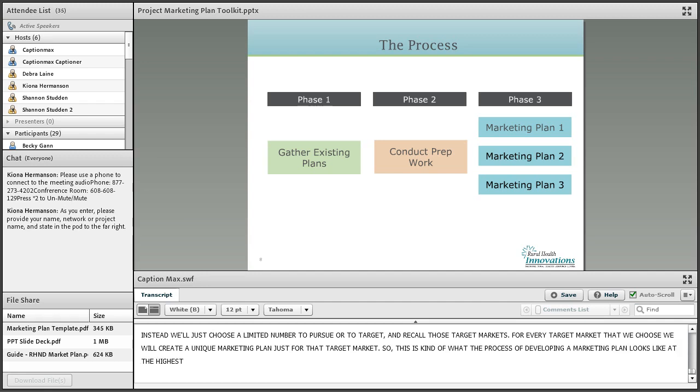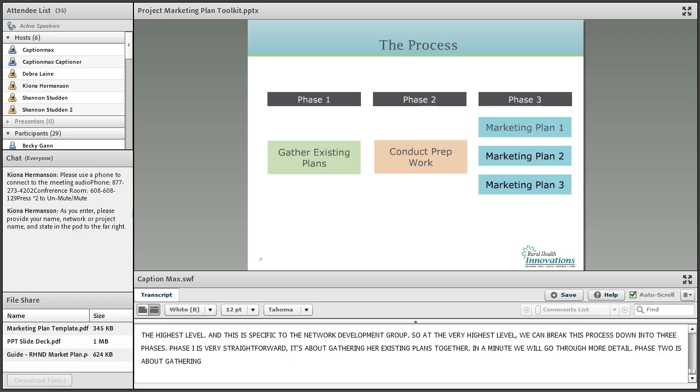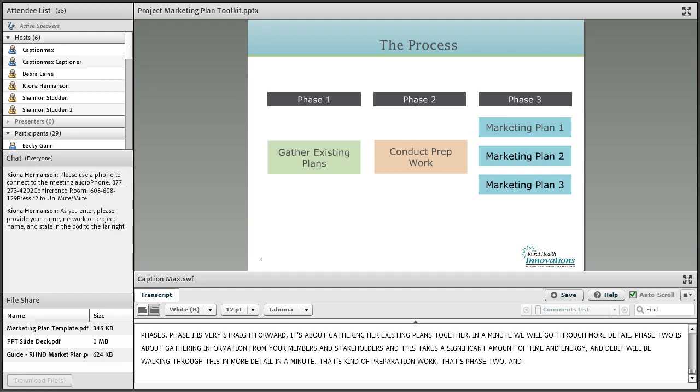So this is what the process of developing a marketing plan looks like at the highest level, and this is specific to the network development group. At the very highest level, we can break this process down into 3 phases. Phase 1 is very straightforward. It's just about gathering your existing plans together, and in a minute we'll go through each of these in a little more detail. Phase 2 is about gathering information from your members and stakeholders, and this takes a significant amount of time and energy, and Deb will be walking through this in more detail in a minute.